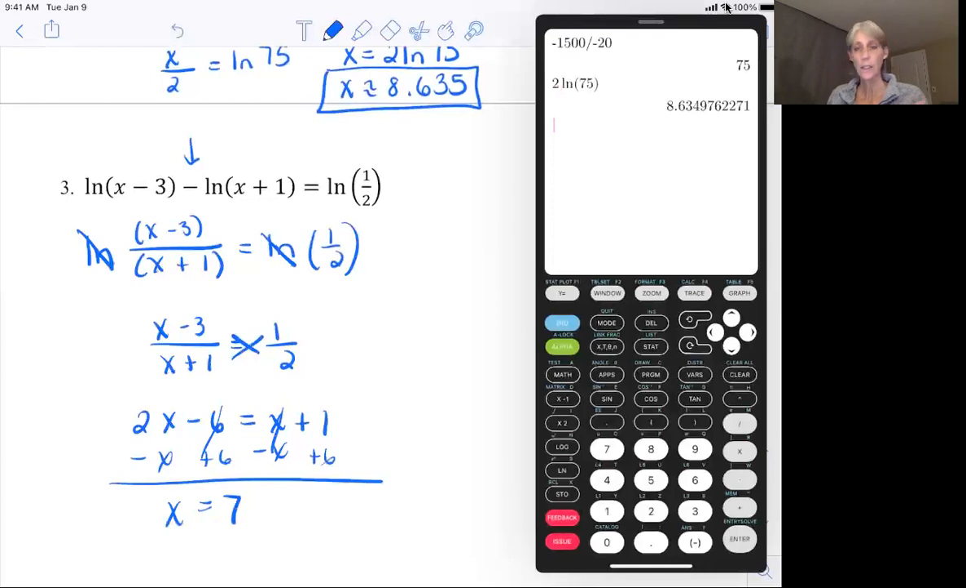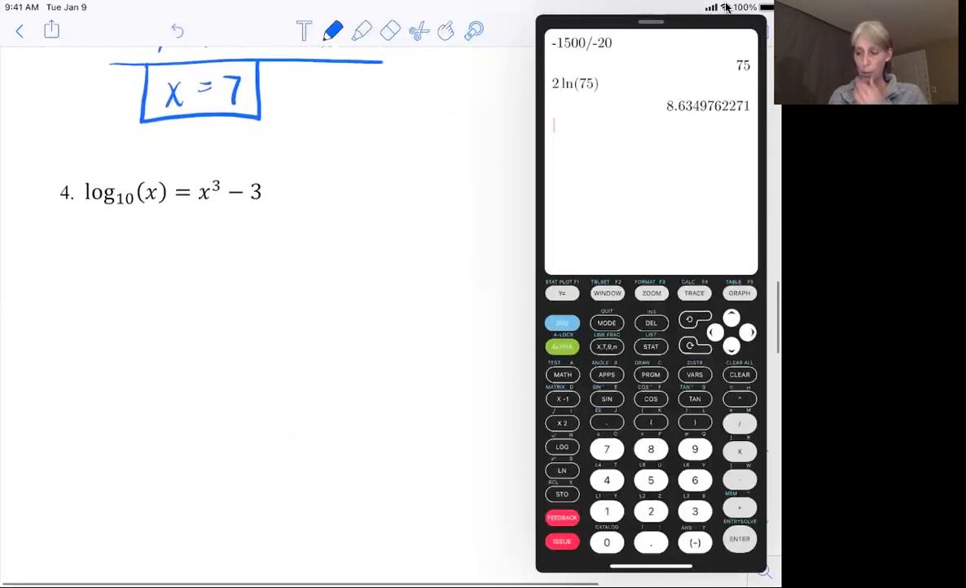So x is going to equal 7. Double check that it doesn't make any of the arguments negative. And since it doesn't, we can keep this as an answer. If it made either one of those negative, of course, you would be rejecting it and there would be no solution. And remember, that is okay. That does happen.